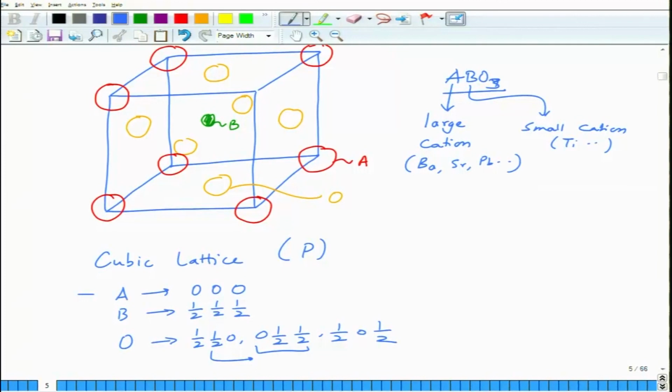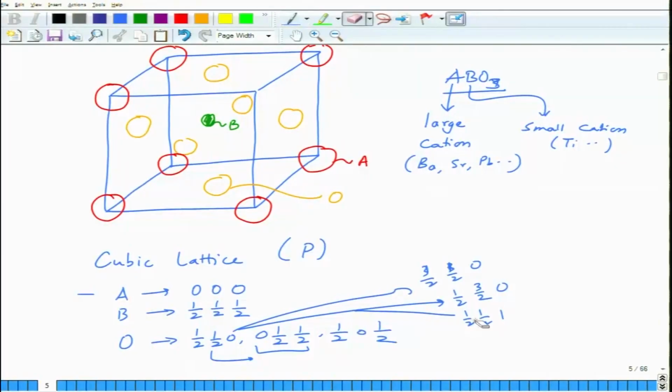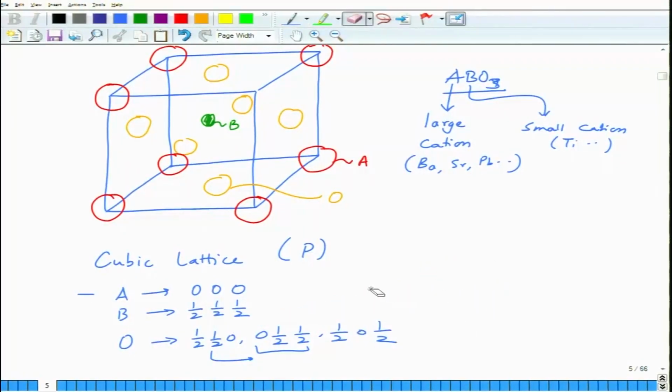Okay. So, if you translate half, half, 0 by 1, 0, 0, you will get 3 by 2, half, 0. If you translate this by 0, 1, 0, you will get half, 3 by 2, 0. Similarly, if you translate this by 0, 0, 1, you will get half, half, 1. So, you will again reach the same point, you will not reproduce these 2 points. So, in order to produce these 2 points, you need to explicitly mention them. So, that is why it is a primitive lattice.